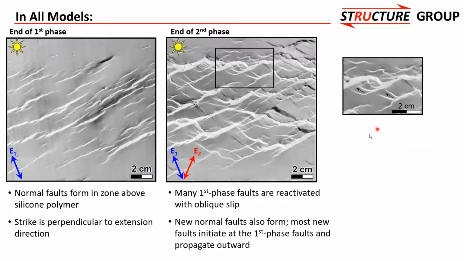So another observation we can make is that there are also new normal faults that form during the second phase of extension. And most of these new faults initiate at these pre-existing faults and propagate outward. And again, because we take photos throughout the second phase of extension, we could trace how these faults initiated and then propagated outward as we went through the experiment. And so if we zoom in on this box indicated on the second phase model photo, you can see that there are these faults that initiate at the first phase fault and propagate outward and inevitably run into another first phase fault.